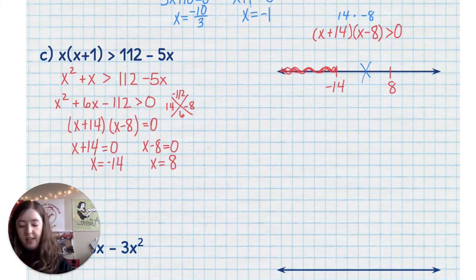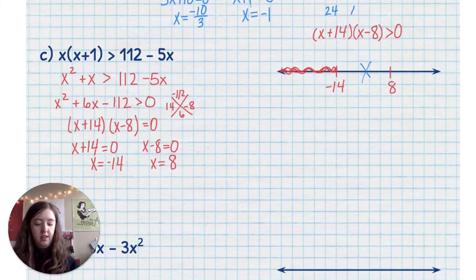Then we want to plug in something to the right of positive 8. So maybe we'll plug in 10. So if we plug in 10 here, let's see, 10 plus 14 is 24. 10 minus 8 is 2. 24 times 2 is a positive number. That's 48. Is 48 greater than 0? Yes, it is. So this is going to be part of my solution as well.